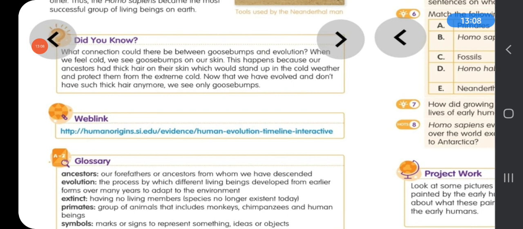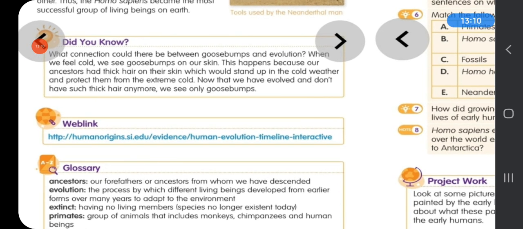What connection could there be between goosebumps and evolution? When we feel cold, we see goosebumps on our skin. This happens because our ancestors had thick hair on their skin which would stand up in the cold weather and protect them from the extreme cold. Now that we have evolved and don't have such thick hair anymore, we see only goosebumps.